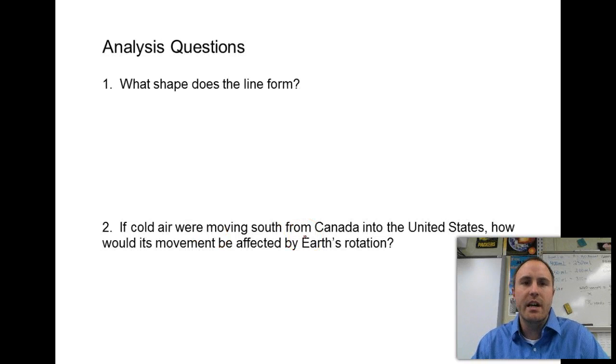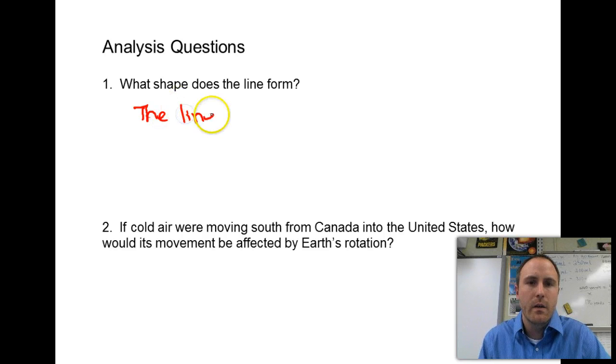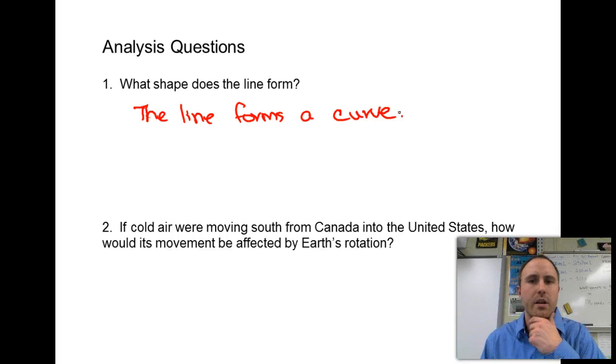After you had finished trying to draw the lines on the balloon, you were asked to answer some analysis questions. And the first question says, what shape does the line form? And what a good answer would have been: the line forms a curve. And so the line forms a curve.